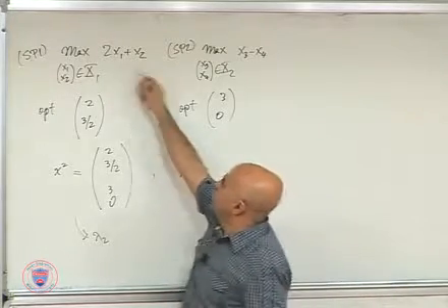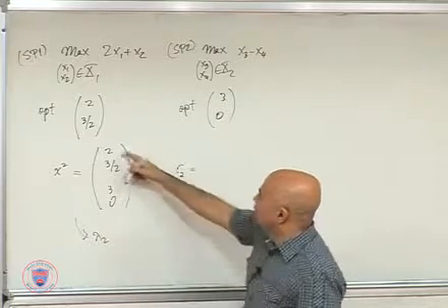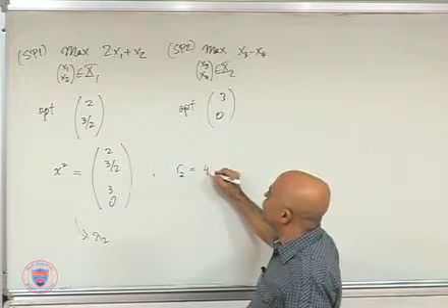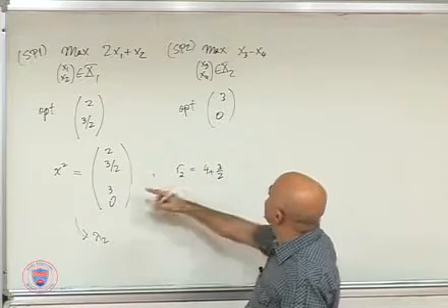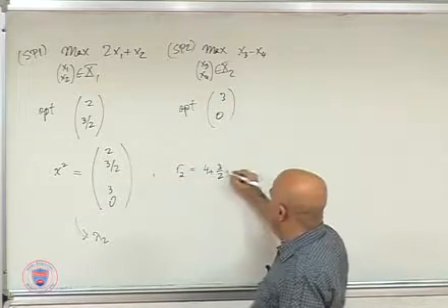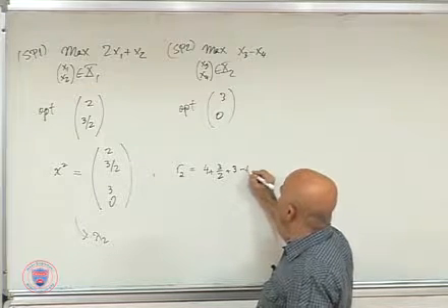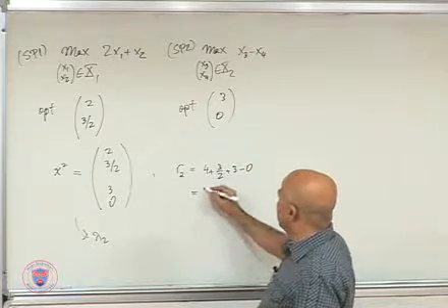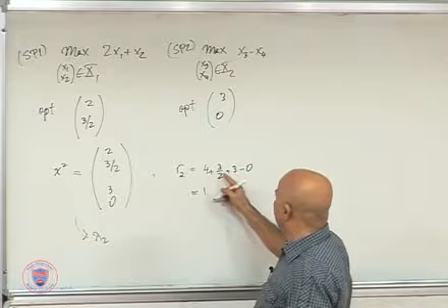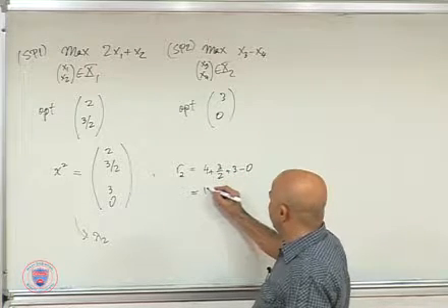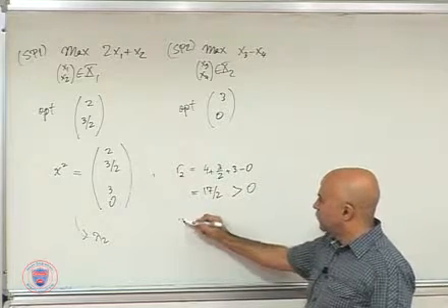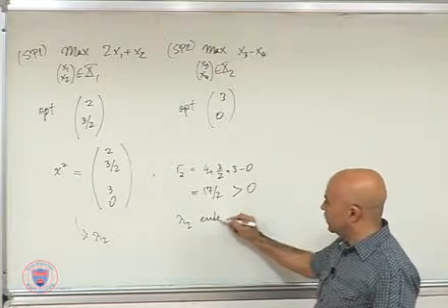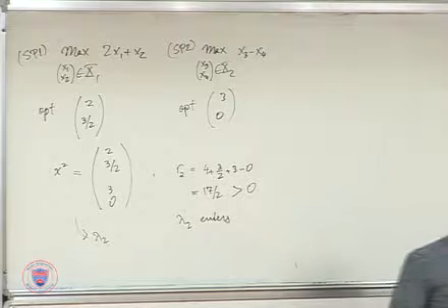You just evaluate the objective function. 2 times 2, which is 4, plus 3 halves, plus x3, which is 3, plus or minus 0. How much is this? 8.5, or 17 over 2. It is positive, so lambda 2 enters because it's positive.